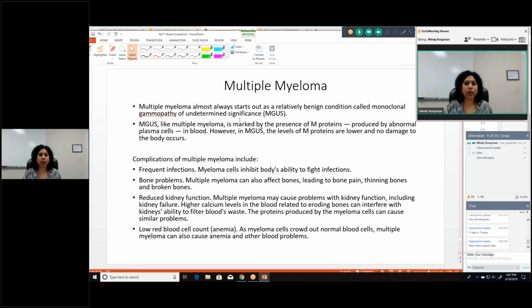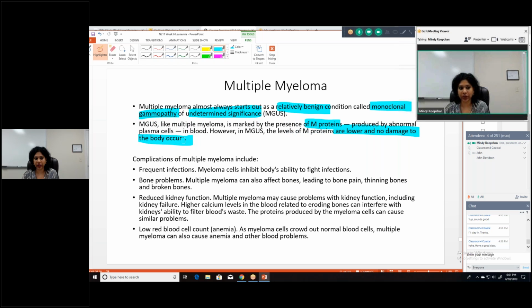It almost always starts out as something relatively benign called monoclonal gammopathy of undetermined significance, MGUS. Like multiple myeloma, it's marked by the presence of M proteins produced by your abnormal plasma cells in the blood. But in MGUS, the levels of M proteins are lower and no damage to the body occurs.